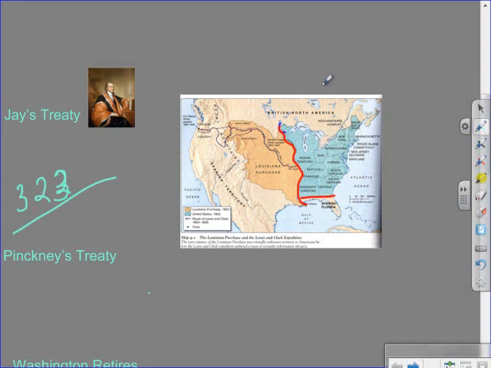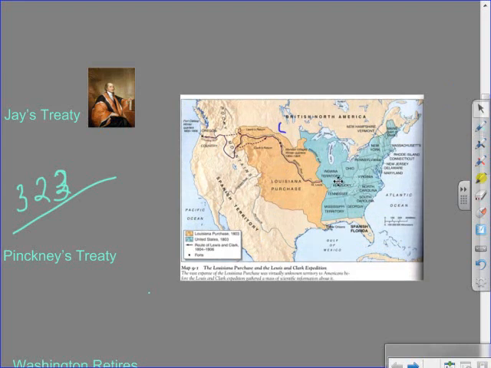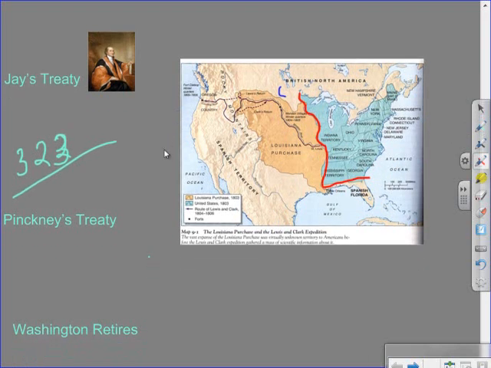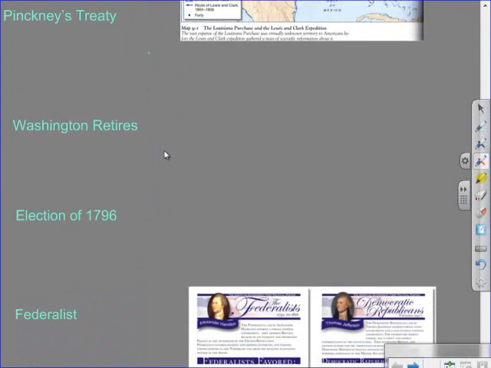So if we look at this map, you can see that Jay's treaty is going to settle things in the north with Britain, and then Pinckney's treaty is going to settle things down here in Spanish Florida. So the goal here is that we settle a border. And that's mainly the big issue with Jay's treaty and Pinckney's treaty. It settles frontier tensions because we get this defined line of where our country ends. And then pretty soon we'll talk about expanding that line. But for then, those two treaties help ease frontier tension.